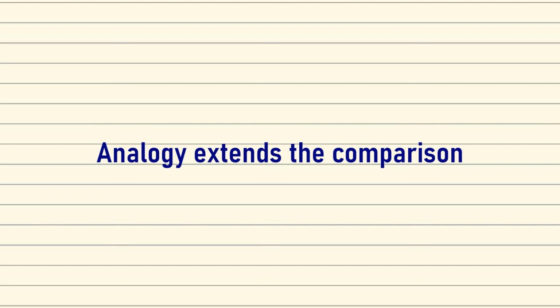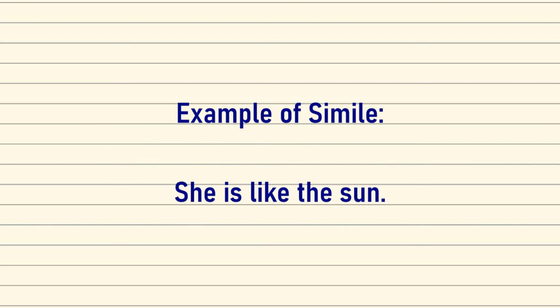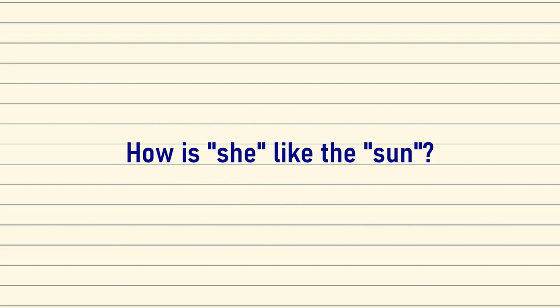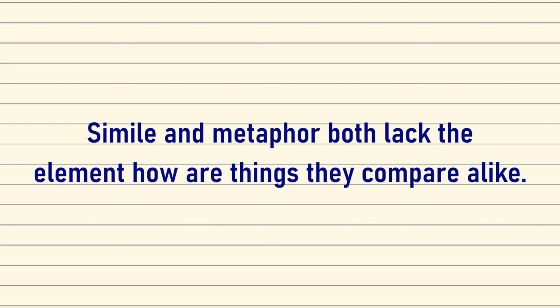Let's say in simile we have, she is like the sun. You compared she, which is your subject, to the sun. That is simile. Now, your readers might be wondering, how is she compared to the sun? What is the similarity between them? So, analogy tries to explain or emphasize the similarities between two things.